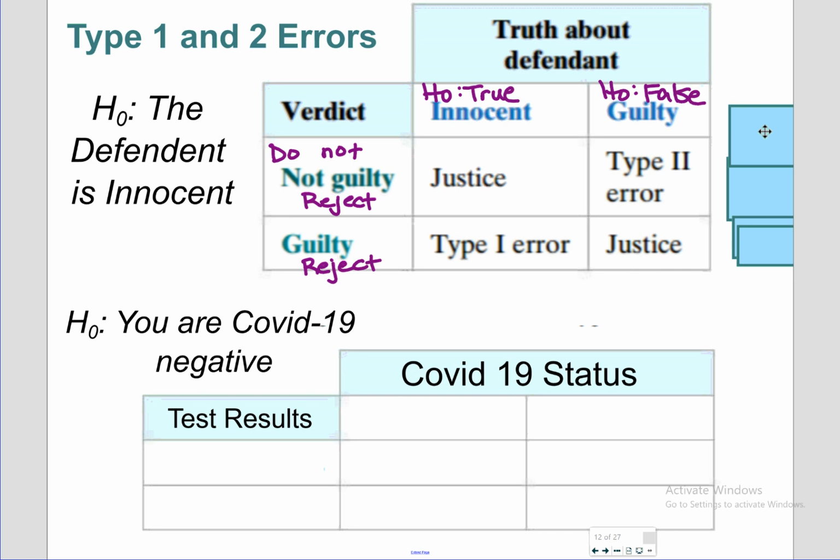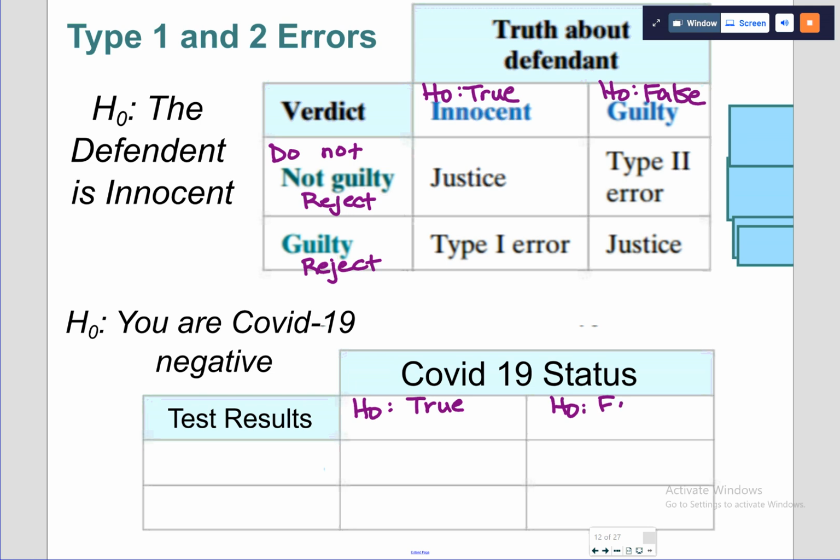In this example, they're giving COVID-19 test results, but you could use this type of table for any type of test. The null here is that we are assuming you get a COVID test and your test result will be negative. My null hypothesis is either true or false. If it is true, that means in real life I am COVID-19 negative. If it's false, that means in real life I am COVID-19 positive.